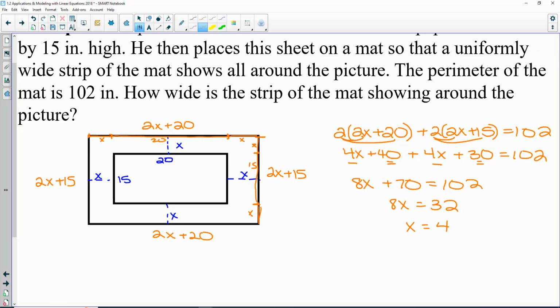Now, there's a lot of different questions I could ask here. I might ask you, how long is the mat, or how wide is the mat? But the question I did ask was, how wide is the strip of mat showing? That was the X. So, say there are 4 inches showing on each side.